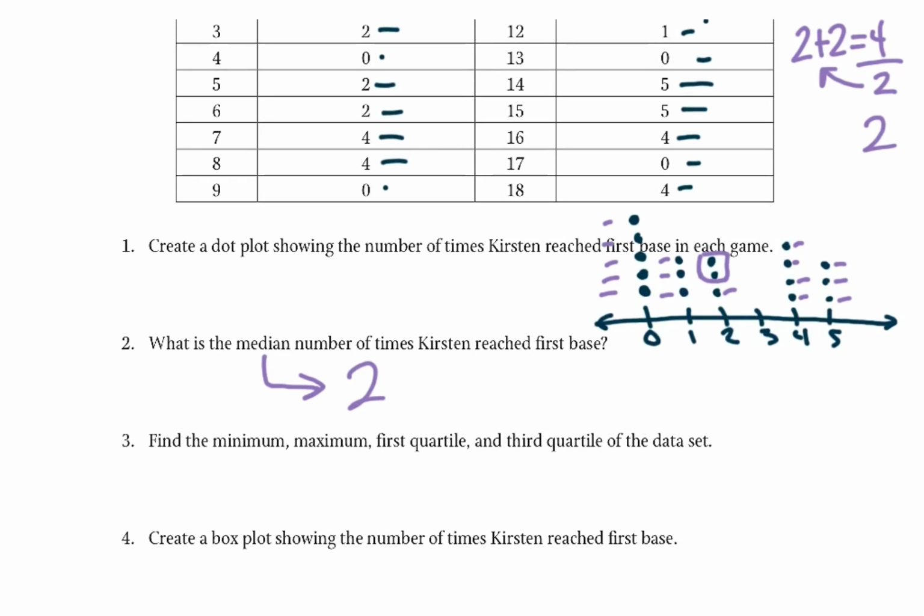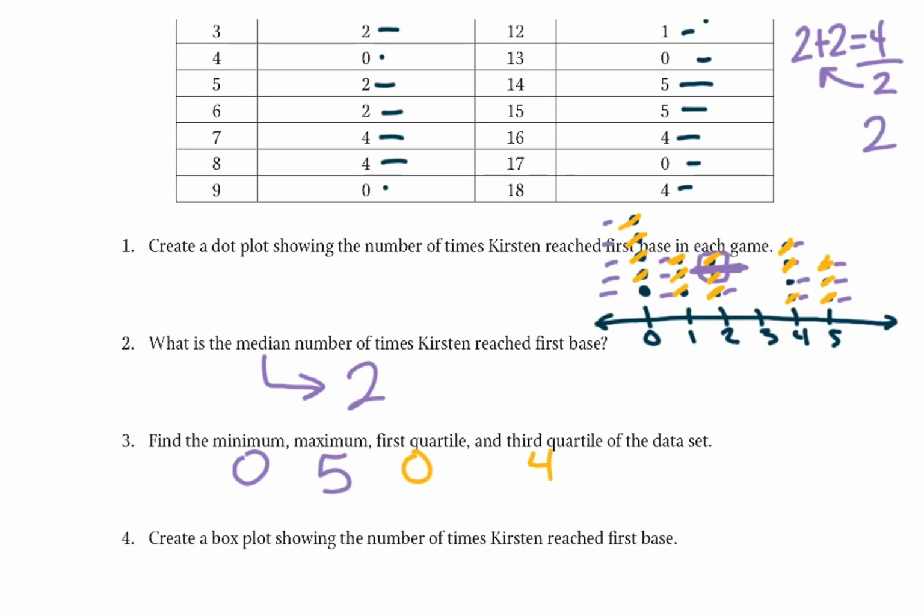Now it says find the minimum, maximum, first quartile, and third quartile of the data set. Because there was an even amount, we cut that in half. Minimum, pretty easy to see, it was 0. Maximum was 5. Now to find the first quartile, we take that lower half of the data and we find the median for it, which was 0, so the first quartile was 0. Third quartile, we do the same thing, cut out all that data and we get it to be 4.